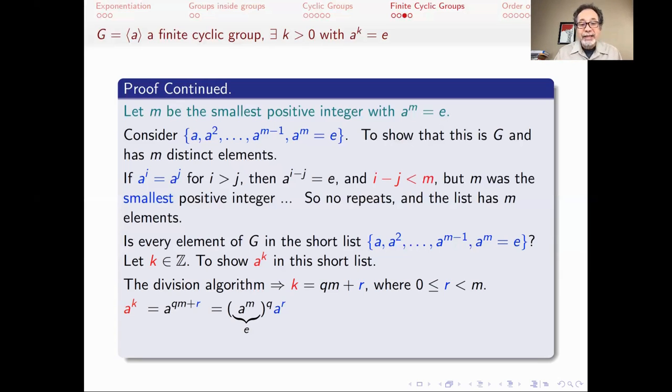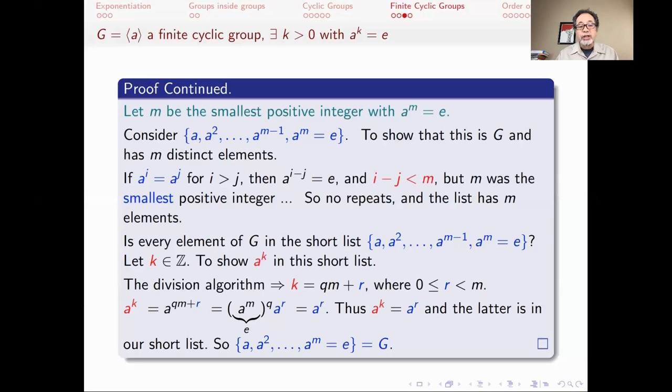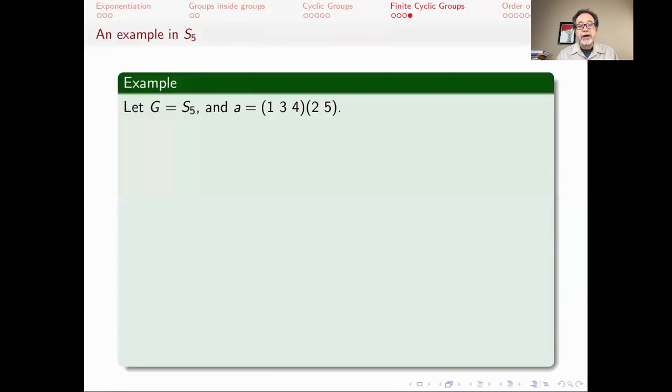A to the m is identity because m was the smallest positive integer that gave us identity. And e to the q is e, so I get a to the r. And so a to the k equals a to the r. And the point is that a to the r is in our short list because r is between 0 and m. That a to the k that walked through the door, we just showed that is one of the guys in our list. And so our list is all of G because every power of a is among these elements. And so we're done.